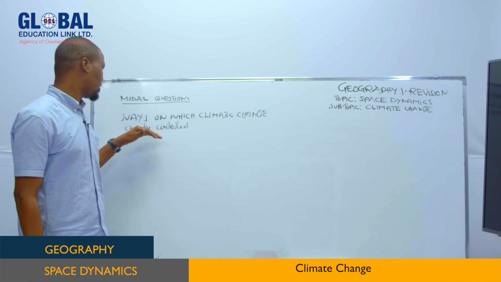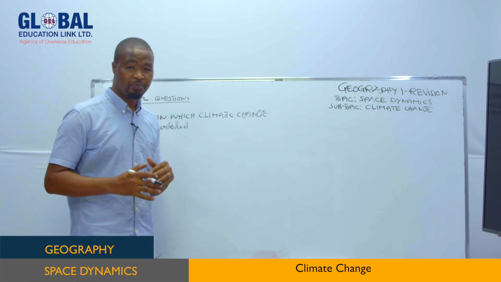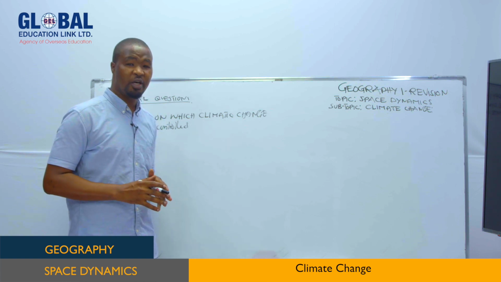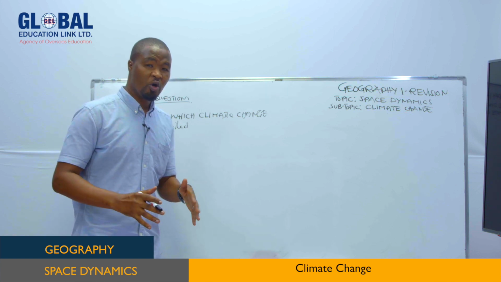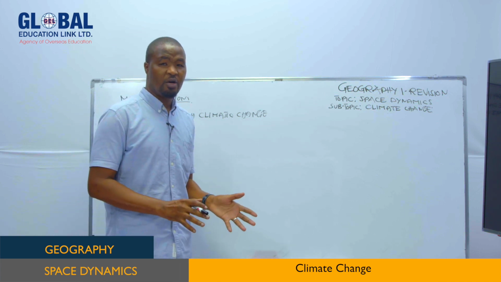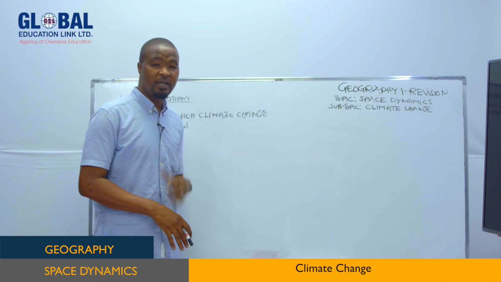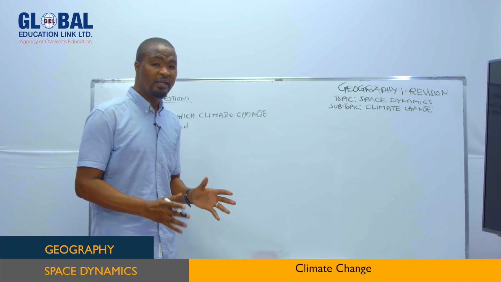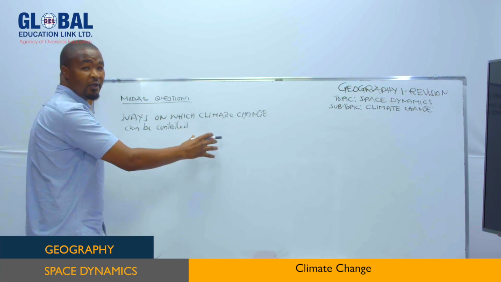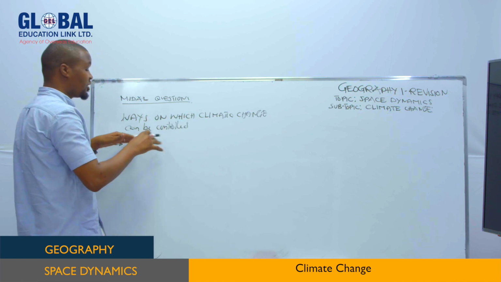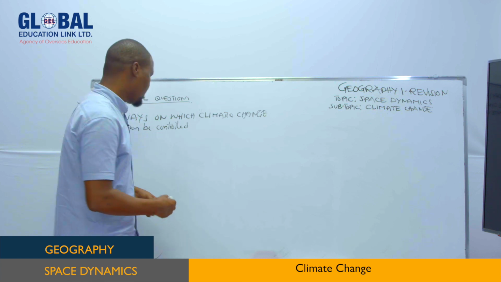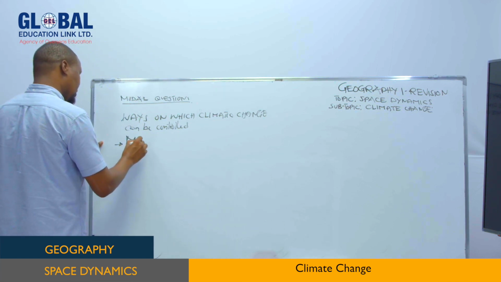Let's see ways in which climate change can be controlled. We have seen the negative effects of climate change. When there is a change of climate in a given area, it may result in either positive or negative results. So let's see how we are going to control the negative climatic effects, which can be handled. First, we are going to say mass education.